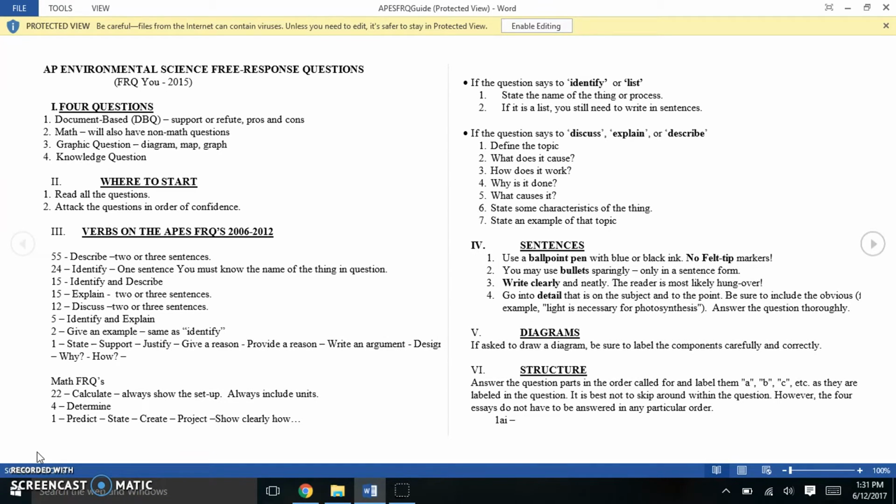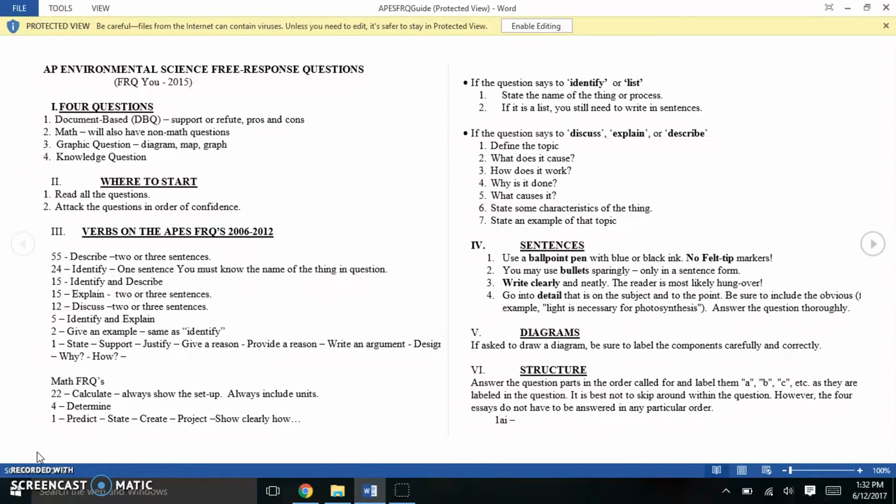Sentences, part 4 here, use a ballpoint pen. They will give that to you. You may use bullets sparingly, only in a sentence form. So your best bet is just stay with your sentence form. Write clearly and neatly. I'll ask you to write more clearly throughout the year on your writing, so it'll be prepared for readers. Because readers, if they can't read it, they may not even try to grade it.